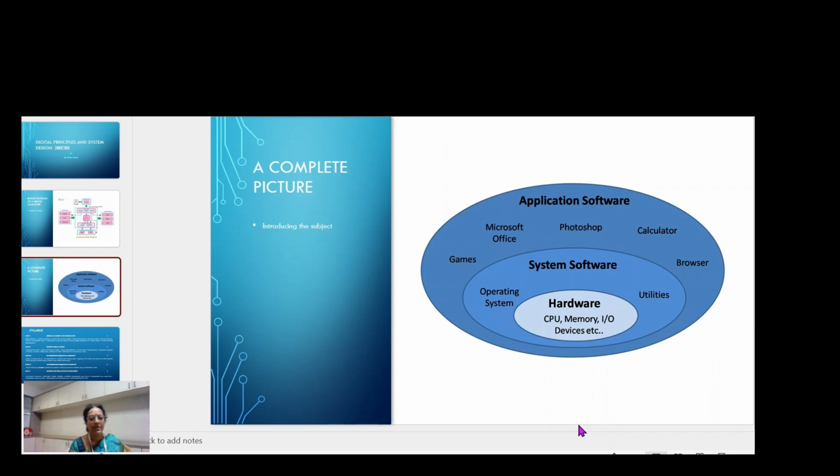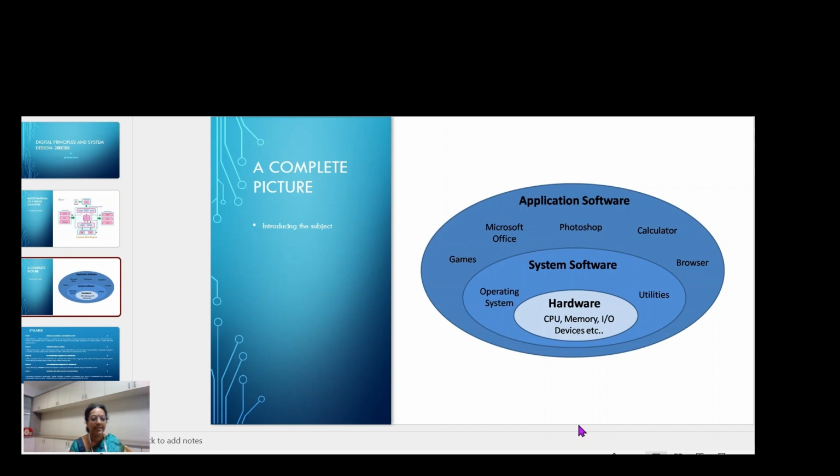In a nutshell, what I have tried to communicate to you is that a software engineer cannot survive independently. Software and hardware go together, they are married together, they walk hand in hand. So here is a subject, Digital Principles and System Design. We call it DPSD.